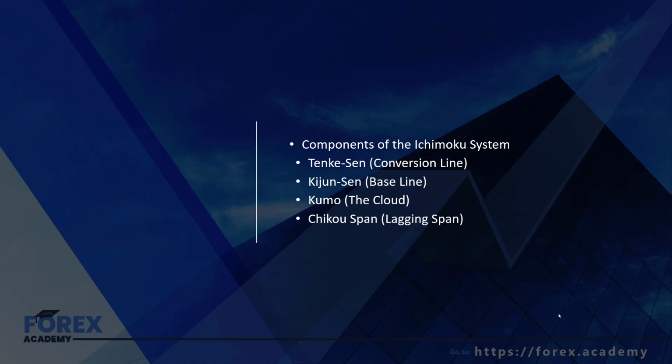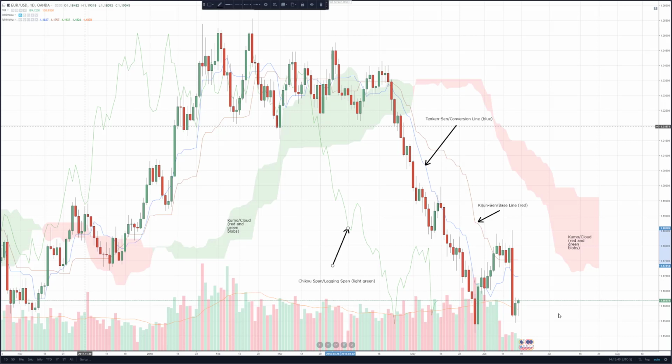All right, and so we have those four components here. We have the Tenkan-sen, the Kijun-sen, the Kumo, and the Chikou span. Those are the Japanese names, because Ichimoku itself means the market at a glance, or a glance at the market, and these are the components.